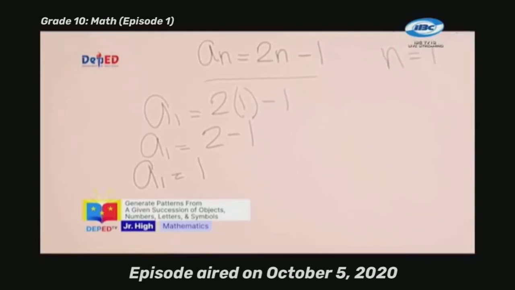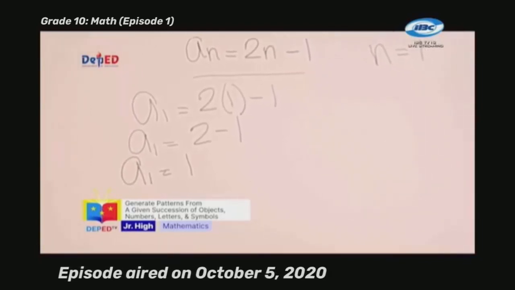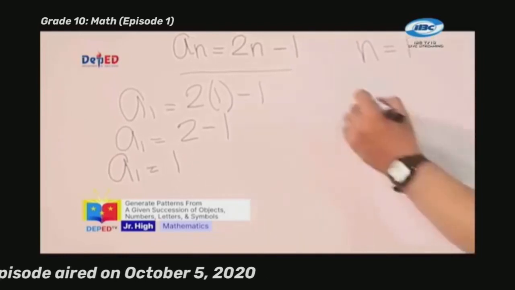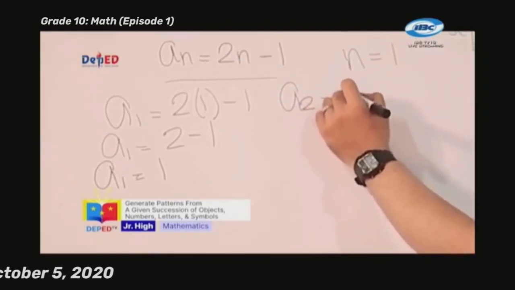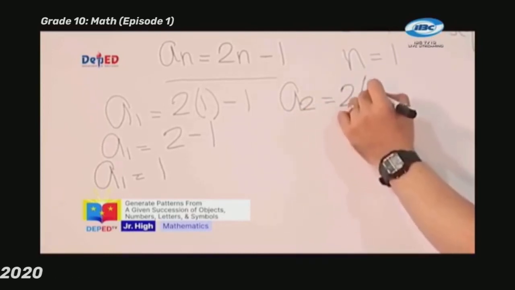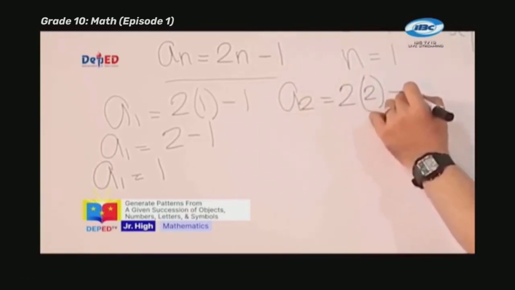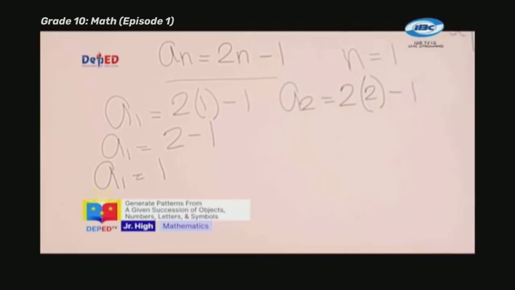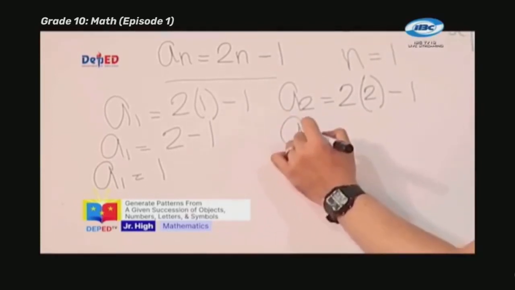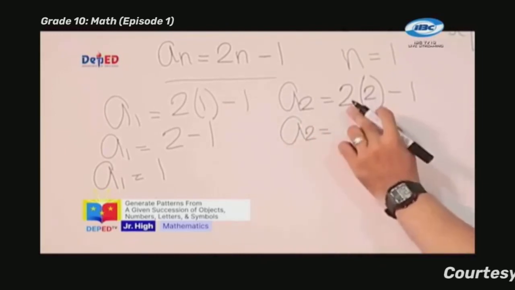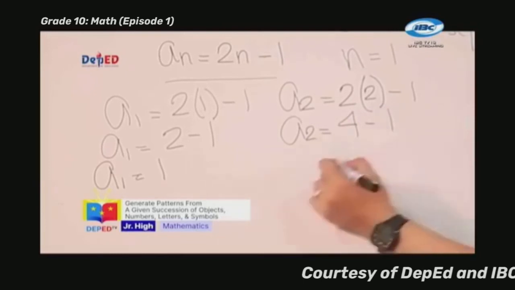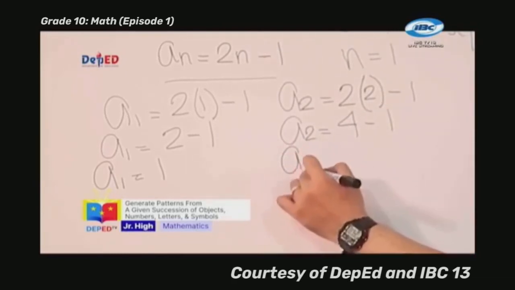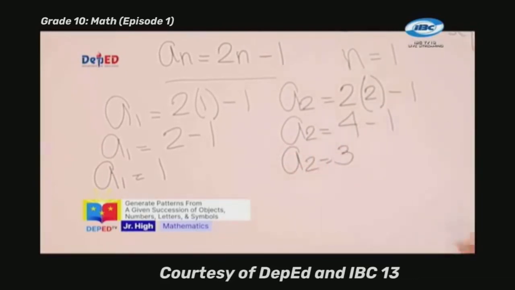Find the second term. N will now be equal to 2. So you have a sub 2 is equal to 2 times 2 minus 1. Perform the operations. You have a sub 2 is equal to 2 times 2, that's 4, minus 1. Our a sub 2 is equal to 3.